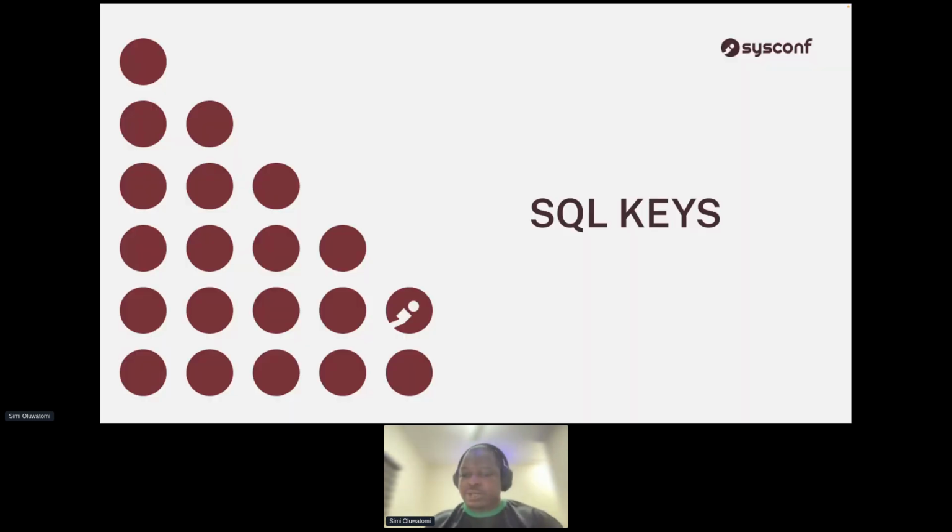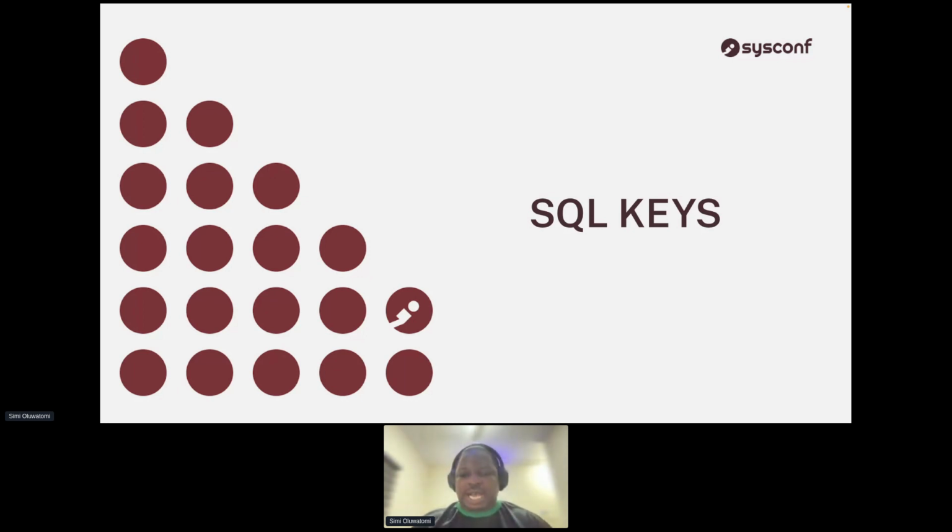Now, let us talk about SQL keys generally. And the first thing is that we must identify or define what a key is. So what is a key? A key is an attribute or many attributes that allow you to identify a row uniquely in a database. Note it must be able to identify every row by uniqueness.